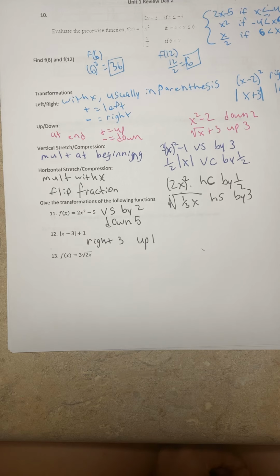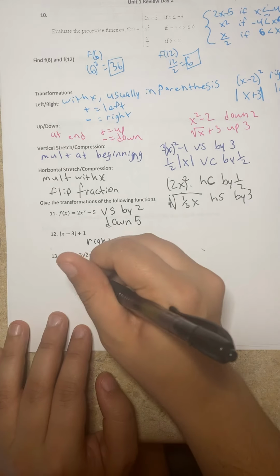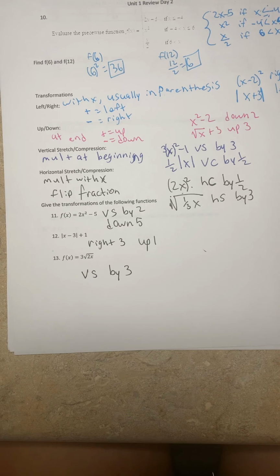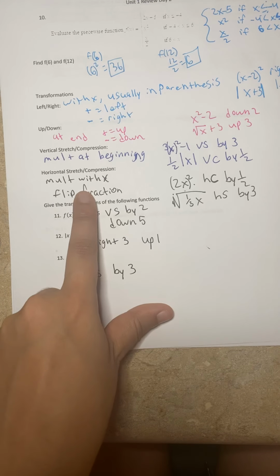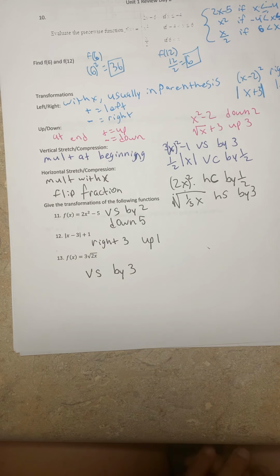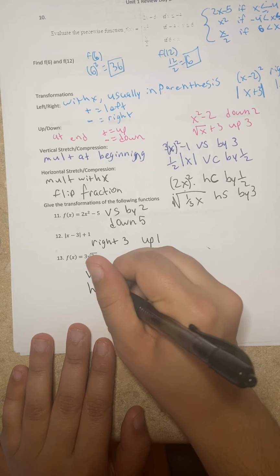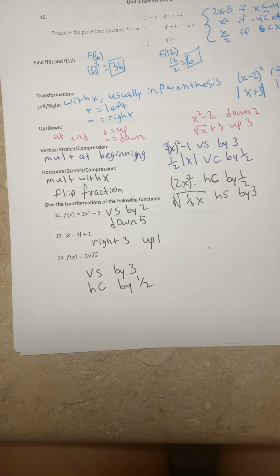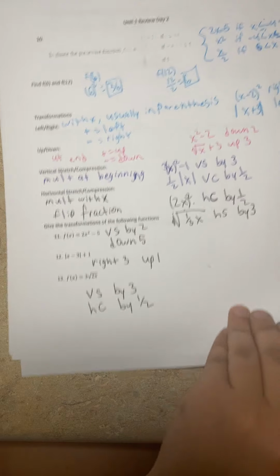Okay? And then the last one, 3 square root of 2x. The 3 is out in the very front, which means that that is a vertical stretch by 3. And then the 2 is with my x. So that means the first thing I have to do is flip my fraction. So 2 becomes 1/2. So that means that's a horizontal compression by 1/2. Okay. So then that's our transformations that we talked about.